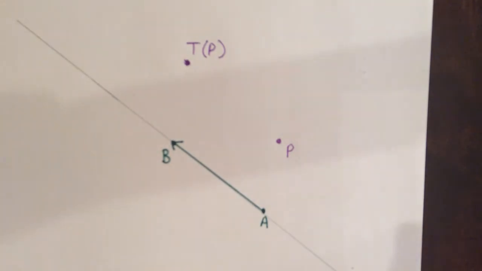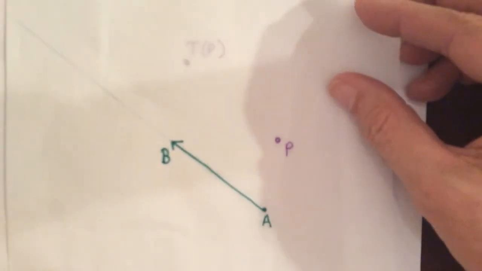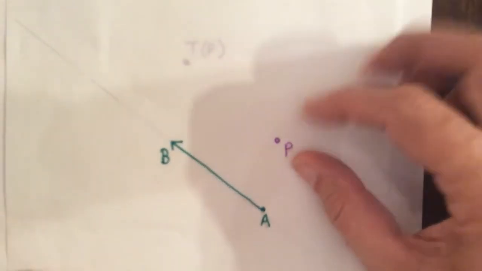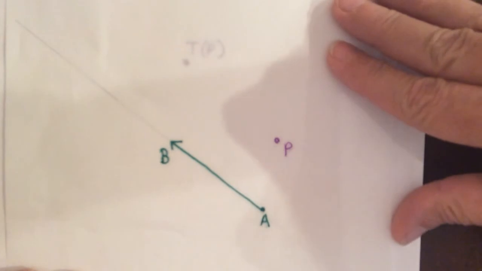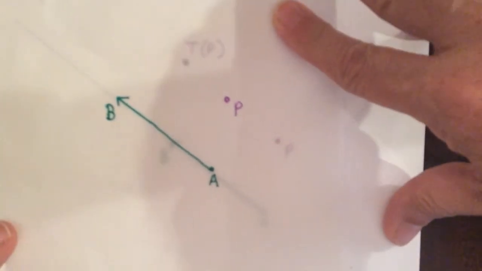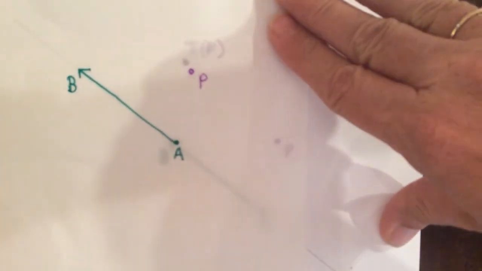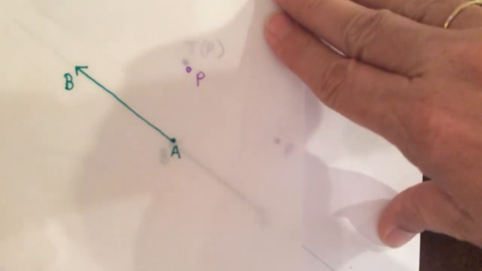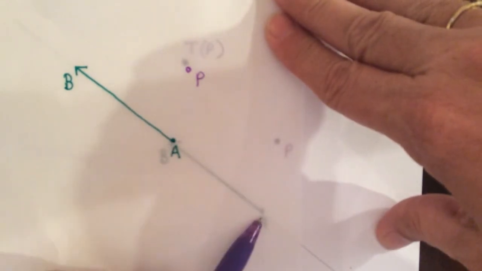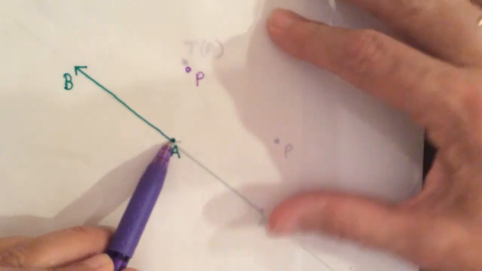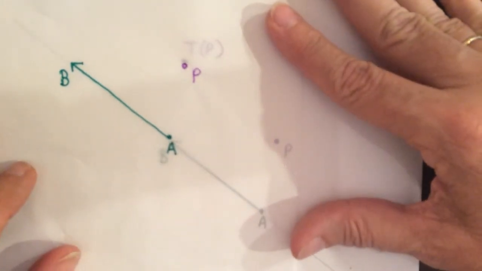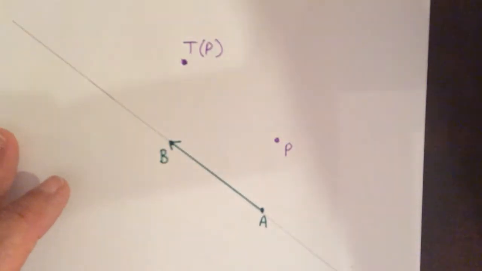But let's just do it one more time, just so we know how we found that translation. So we traced our vector and we traced our point, and then we slid in the direction of the vector, the length of the vector, so that the beginning point matched up with the ending point, and then we were able to mark our translated point. So that's a translation.